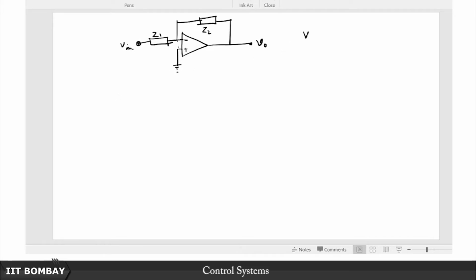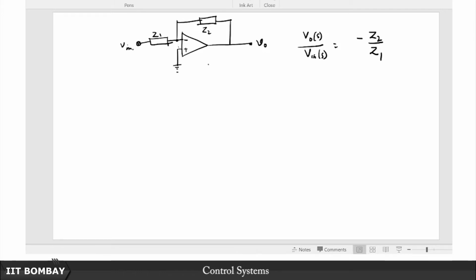And we know that in this inverting mode the transfer function V out(s) upon V in(s) is given by minus Z2 upon Z1. It's quite simple to derive really. At this junction you just apply KCL, so you have (V out minus 0) over Z2 plus (V in minus 0) over Z1, because this is a virtual short, so it's earthed almost. So therefore V out over V in is minus Z2 over Z1.